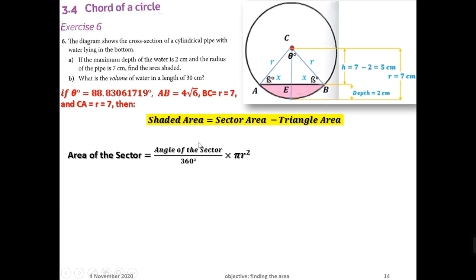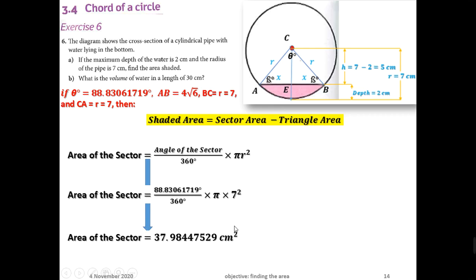Area of the sector, we write the general formula of finding the area of a sector, which is angle of the sector over 360 times pi r squared. Angle of the sector, we found it in the previous step, which is 88.8 over 360 times pi r squared, and r is already given to us. Let's substitute in this formula. So it's going to be 88.8 over 360 times pi times 7 squared.